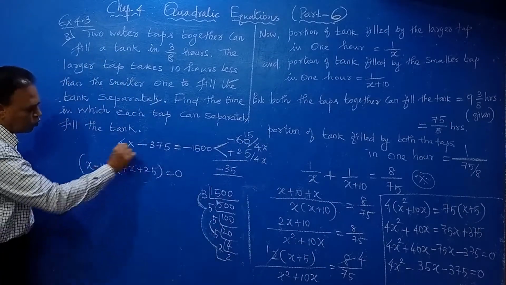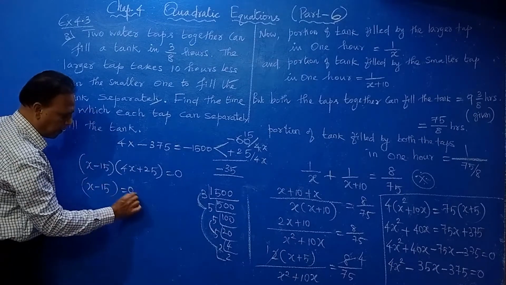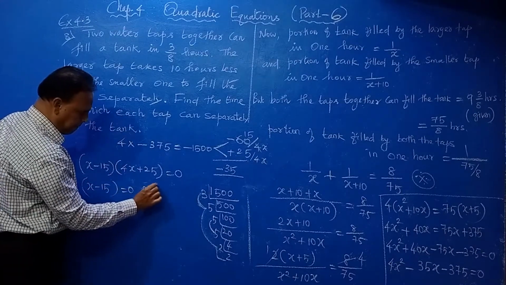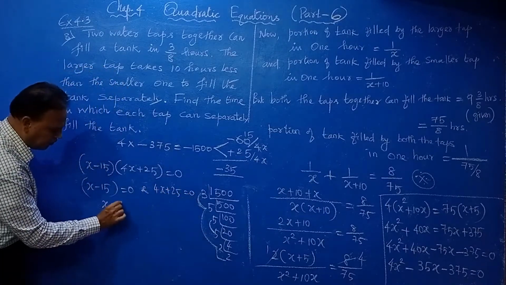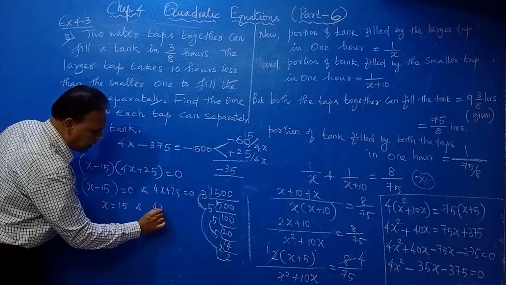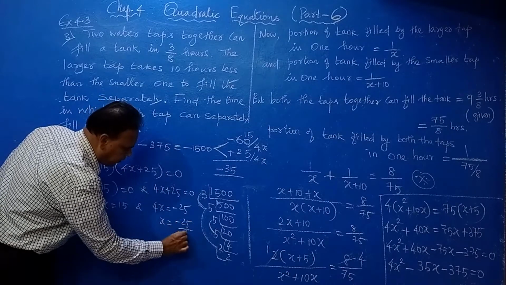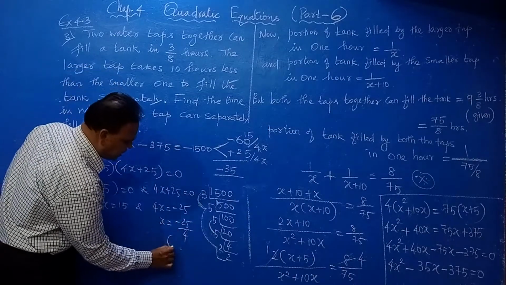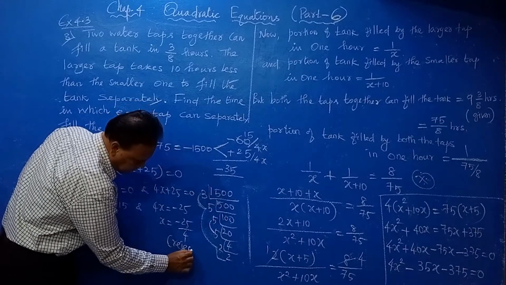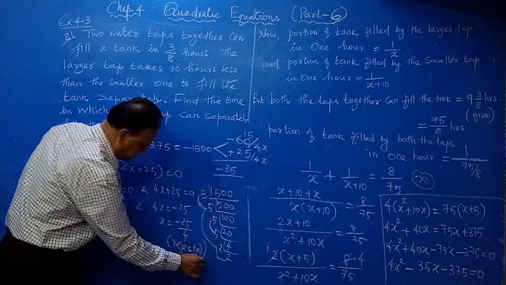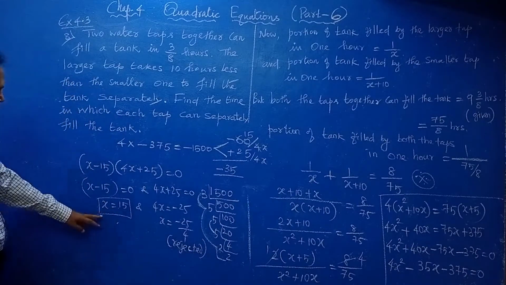So now the two factors make equal 0. Therefore, x is equal to 15 and 4x is equal to minus 25. X is equal to minus 25 by 4 is rejected because time cannot be negative. Rejected. Therefore, x is equal to 15. X is equal to 15 is correct.